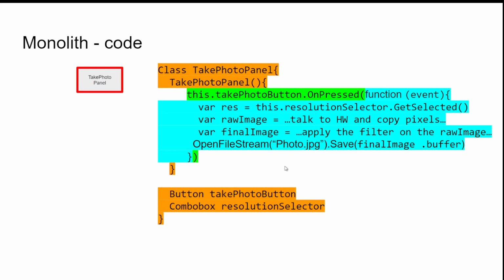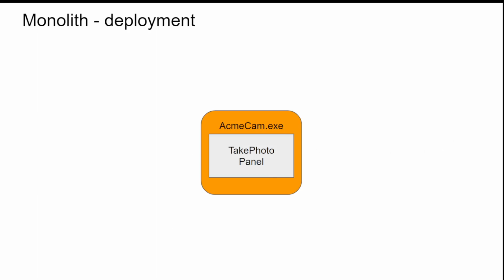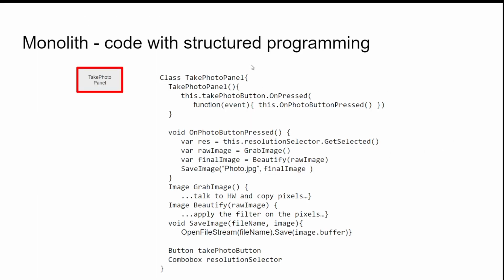Probably you have heard about structured programming. This is also mentioned in Clean Code. If we take a look here, we can apply the structured programming paradigm and try to break down our huge function into smaller functions. As you can see, it is still the monolith approach, because we still have only one class.